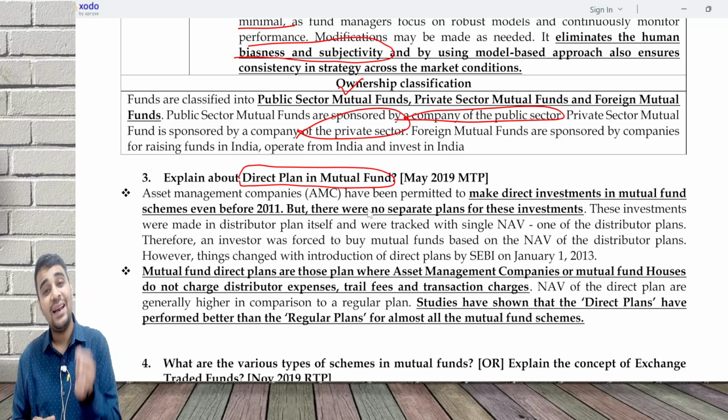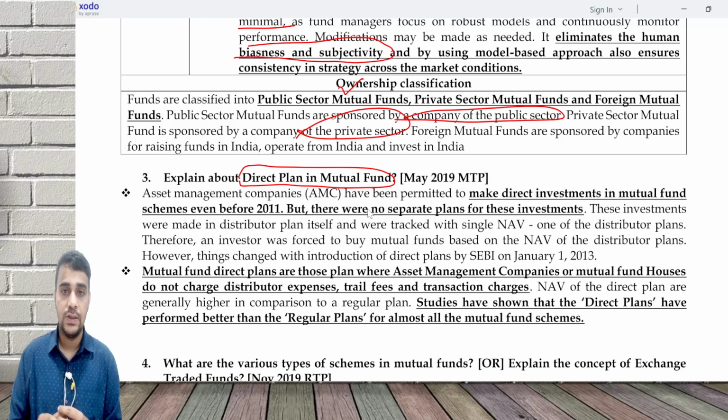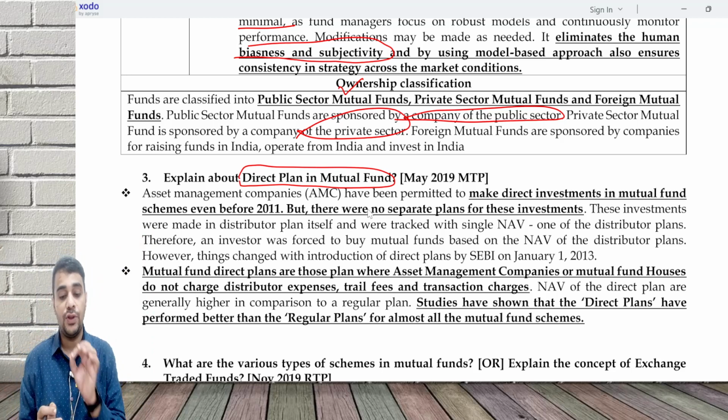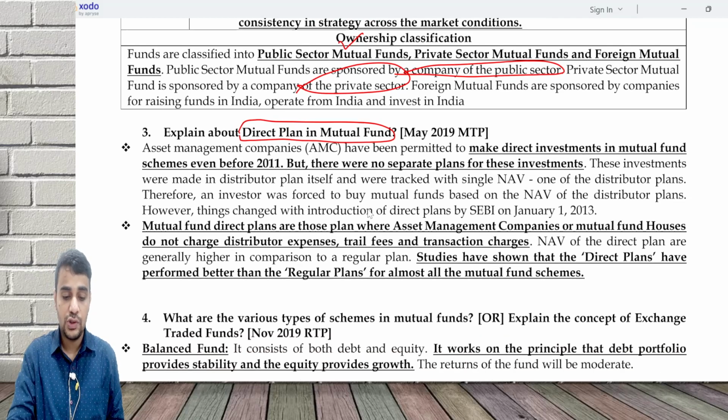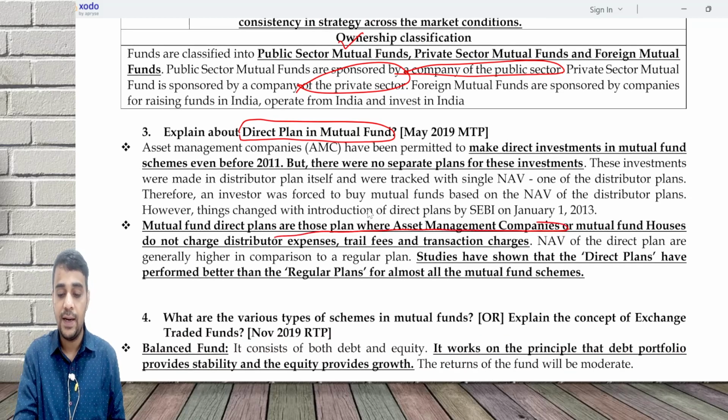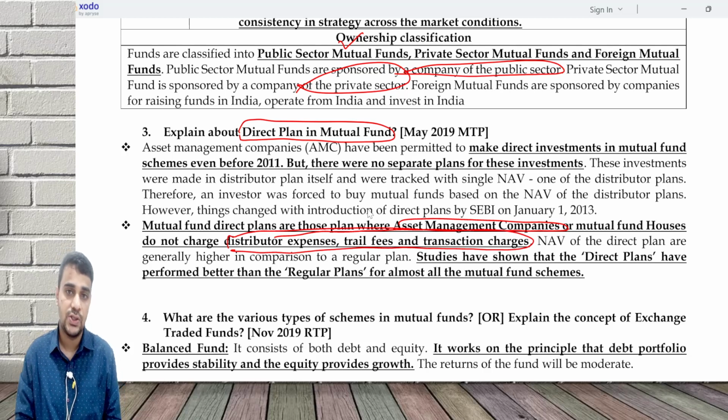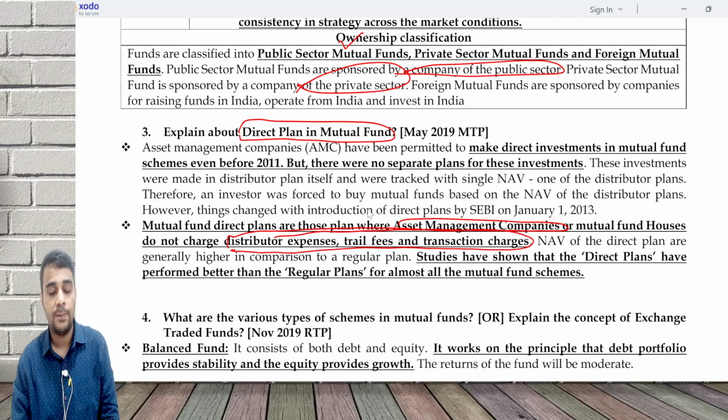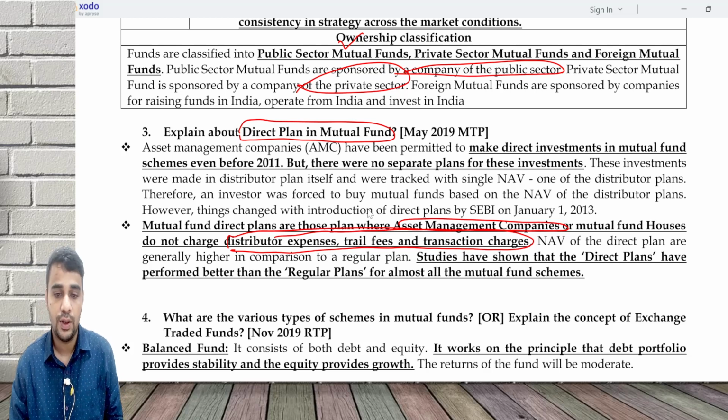If you are investing directly through the AMC website, or directly using certain tools given by the AMC, there are practical tools available. If you invest directly, that is called a direct plan, without any intermediary. Mutual fund direct plans are those plans where the asset management company or mutual fund house does not charge distributor expenses, trail fees and transaction charges. These charges are not there in a direct plan because you do not go through a distributor. When you do not go through a distributor, your returns will obviously be slightly higher.